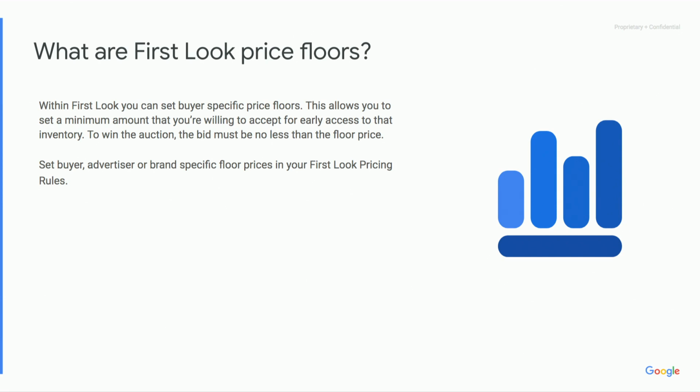In last week's session, we discussed First Look, which allows you to give a selected group of buyers priority access to specific inventory in exchange for higher CPMs. Within First Look, you can set buyer, advertiser, or brand-specific price floors. This allows you to set a minimum amount that you're willing to accept for priority access to that inventory. To win the auction, the bid must be no less than the price floor.